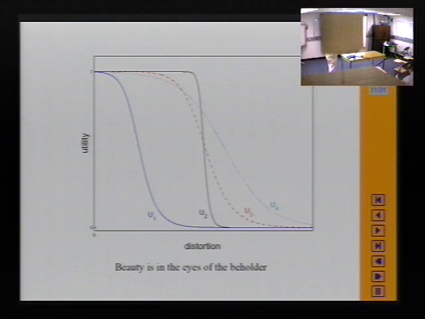I mean, utility, sometimes we use utility and quality. They're not exactly the same, but for now, for our purposes, leave it as that.